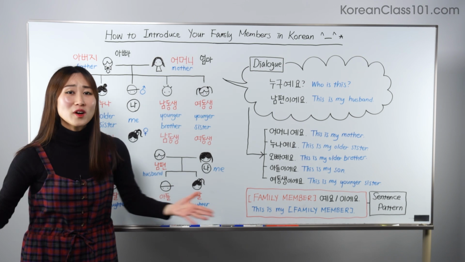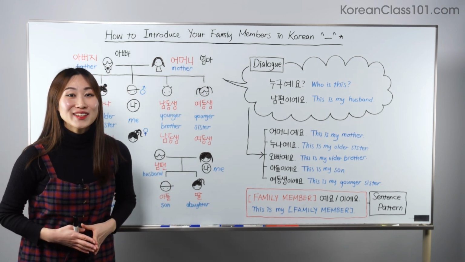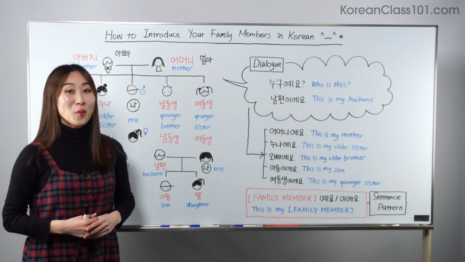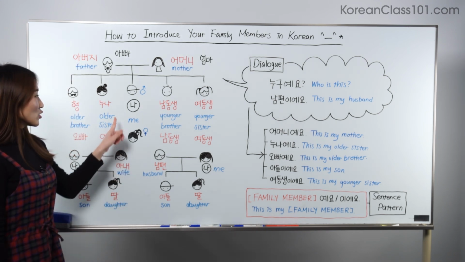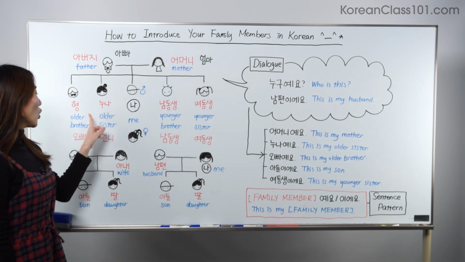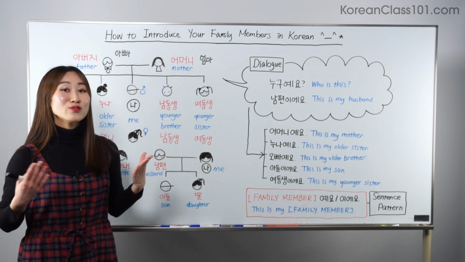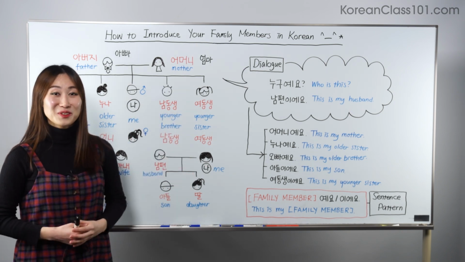But in some formal situations, I will use 아버지, 어머니. So imagine you are a male. You're a male and you have an older brother, older sister, younger brother, and younger sister. How can you say these words in Korean?